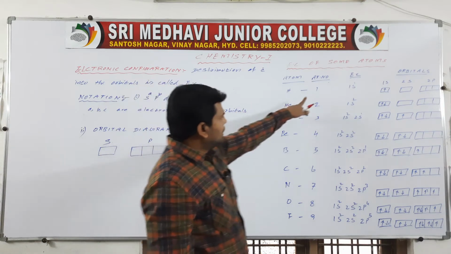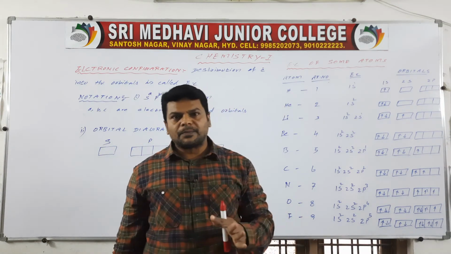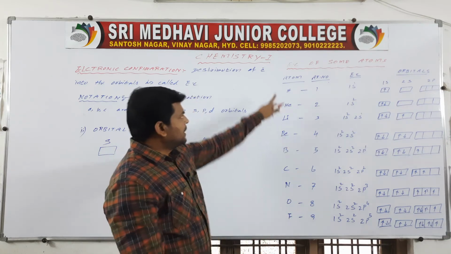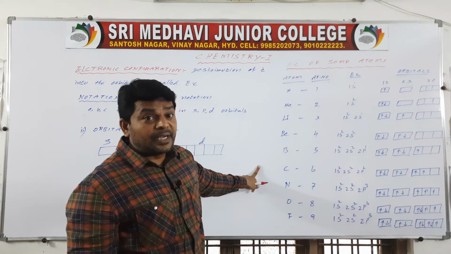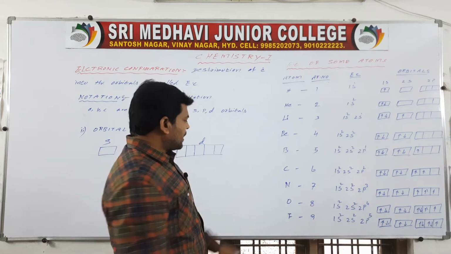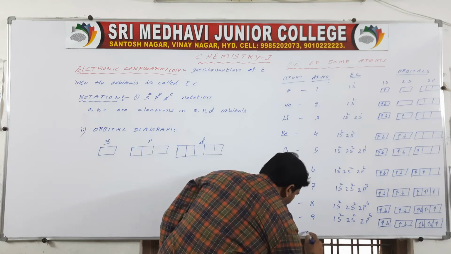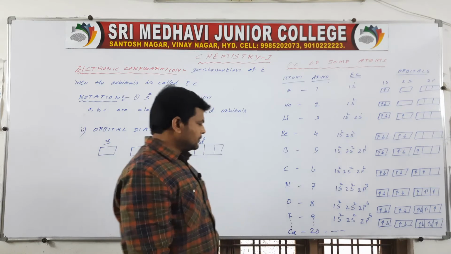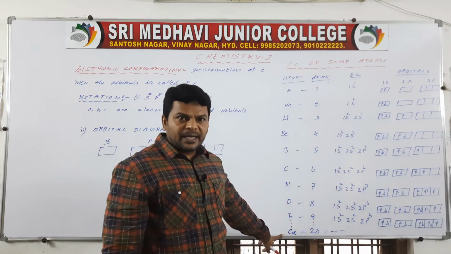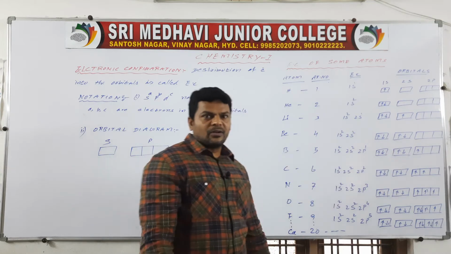So I wrote up to 9. Remaining, you have to write up to 20 atomic numbers. This electronic configuration you have to complete up to 20 atomic numbers, calcium 20. Calcium, up to 20 atomic numbers you have to write the electronic configuration.